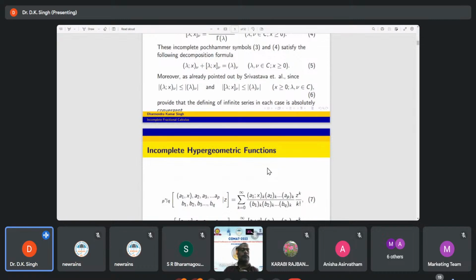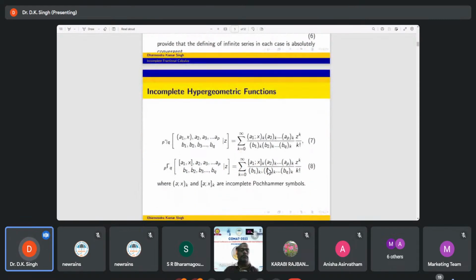So now, the class of fractional calculus. Now, the incomplete hypergeometric function. Now we will discuss the incomplete hypergeometric function. Then we will discuss the operators of the incomplete fractional calculus. Because without the incomplete hypergeometric function, we cannot introduce the incomplete fractional calculus, because these two play a very important role to represent the incomplete fractional calculus operators.